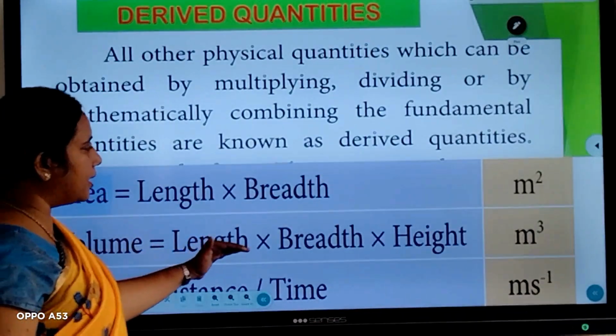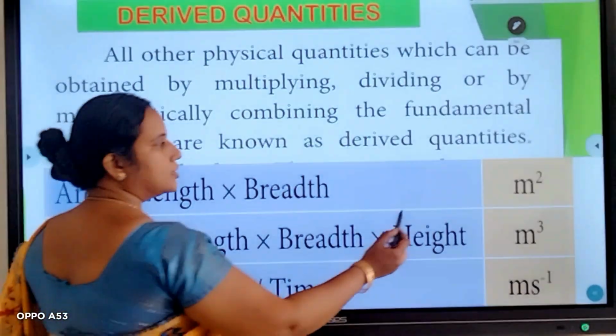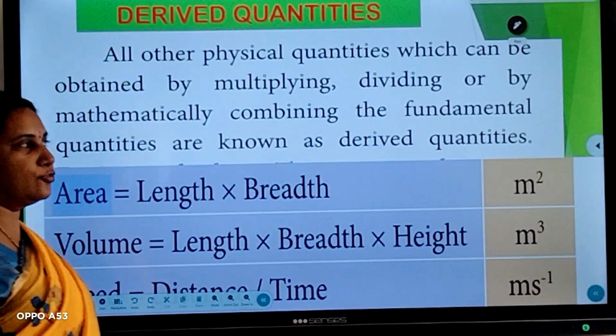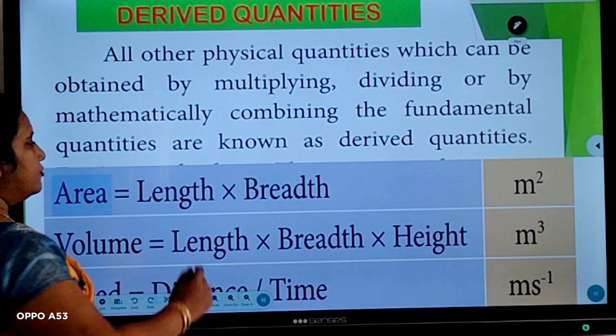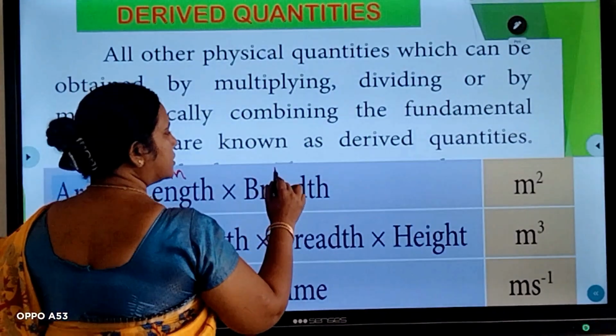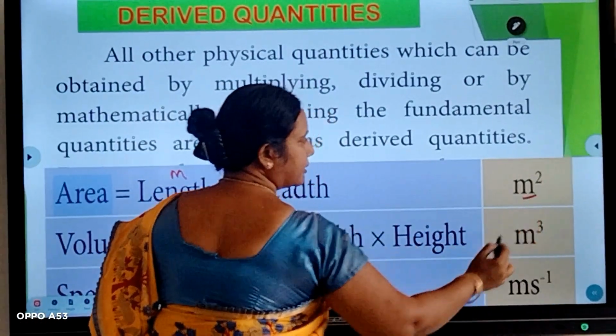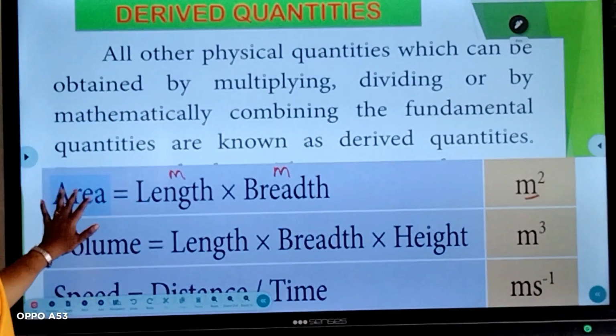By multiplying length, breadth and height, you will get volume. And now I am going to tell you how to derive the unit for this derived quantity. See, for length, the unit is meter, and for breadth, the unit is meter. By multiplying meter into meter, we will get meter square. So we have derived the unit for area.